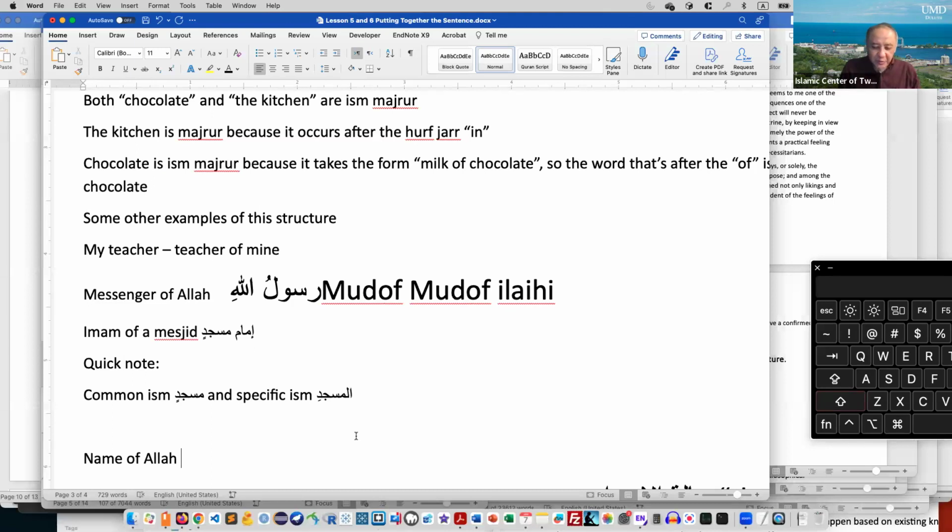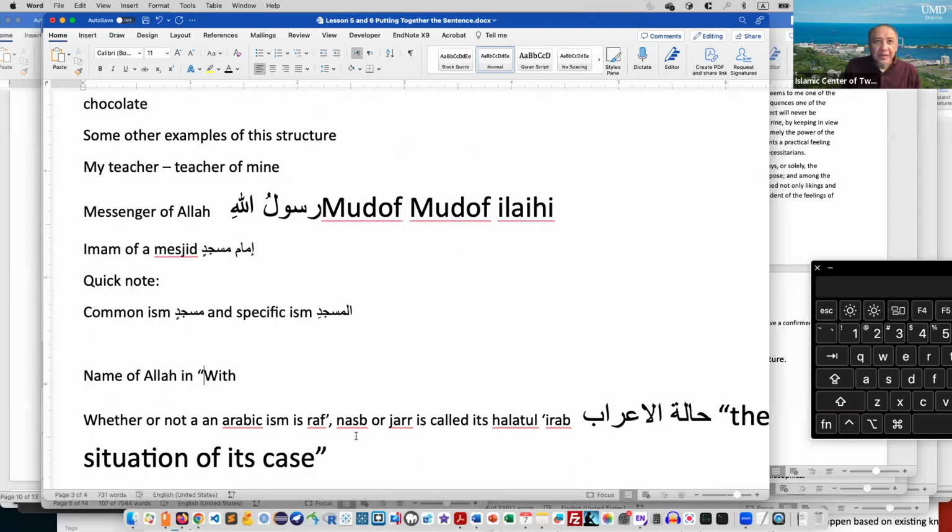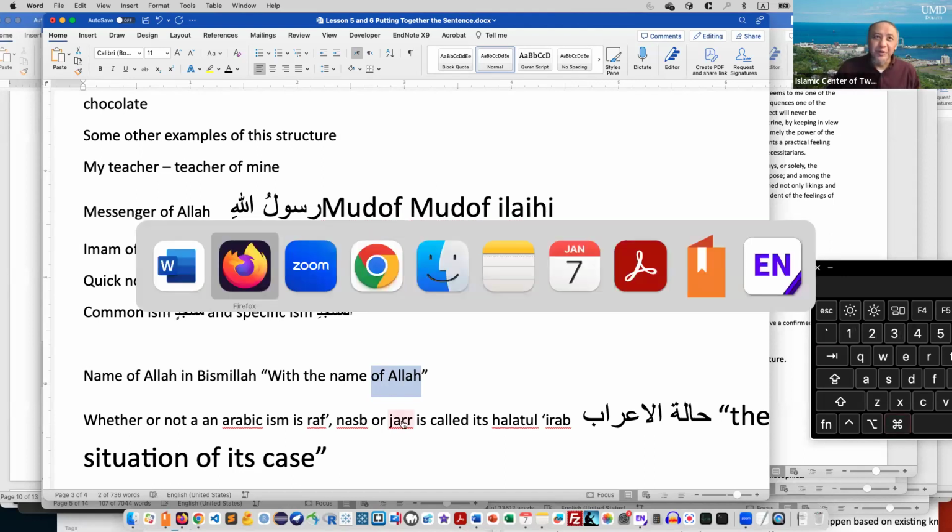Bismillah, with the name of Allah. The "in" or "with" is from bi. The name is after "of", that's why it's Allahi. Have we got that? One more, let's take one more.